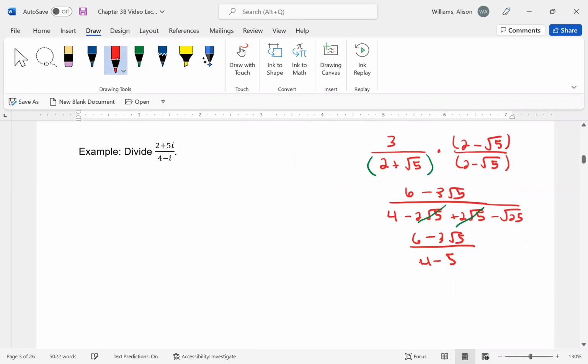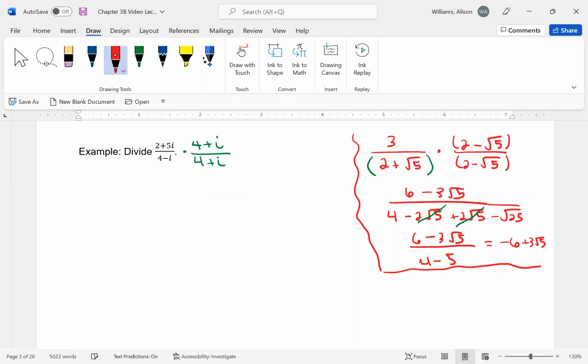Okay, now that was an example to refresh your memory on how you handle square roots in a denominator, which secretly is what i is doing. So I'm going to use the conjugate. I'm going to multiply by 4 plus i over 4 plus i, the conjugate of the denominator. Since that's going to be a negative 1 in the denominator, when we divide both of the numbers, that's going to be 6 plus 3 radical 5.